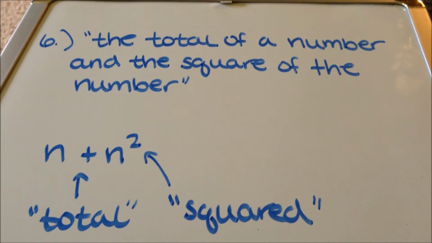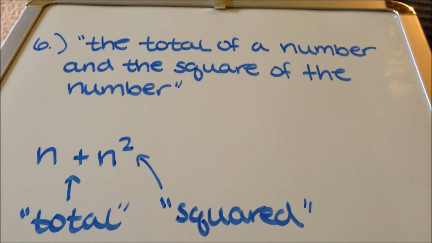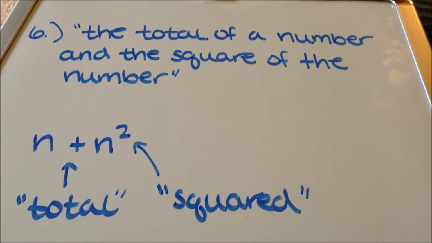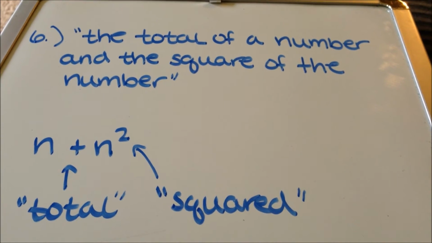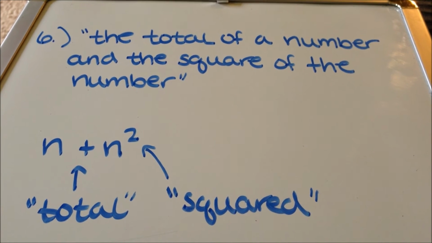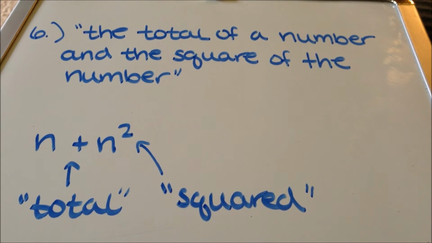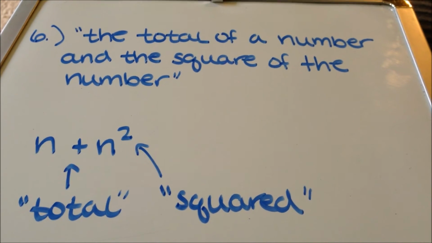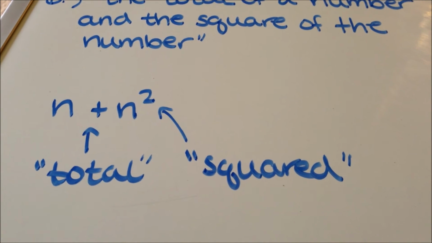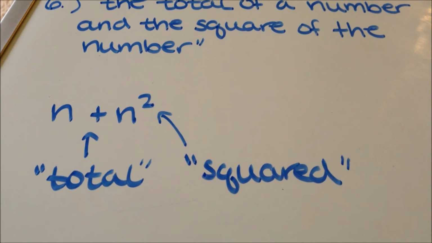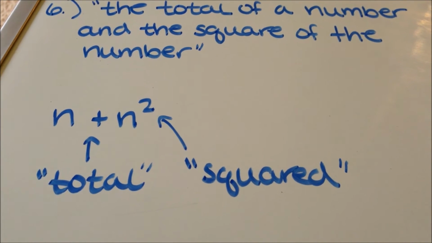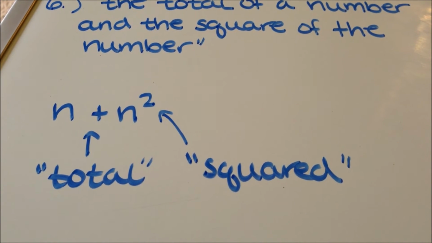Number 6, translate the total of a number and the square of the number. You can pick any letter of the alphabet that you'd like to represent your unknown value or your number. The word total means to add. Think about it this way. Anytime you're trying to find a total or you're totaling numbers together, you're going to add them to get a final answer. So in this case, it's the total of a number, we'll call it n, and the square of the same number. So it's n plus n squared.